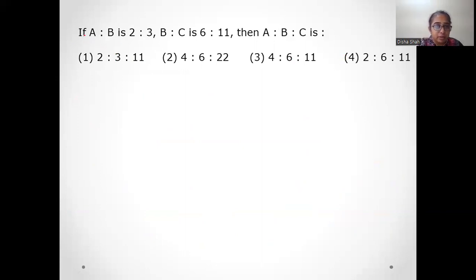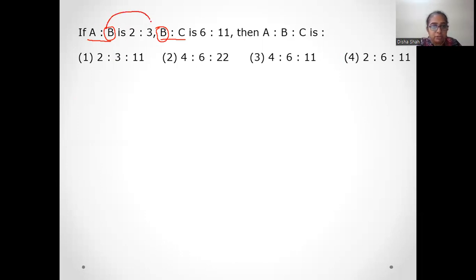Let's come to this. If A is to B is 2 is to 3 and B is to C is 6 is to 11, then you have to find A is to B is to C. और यहाँ पर आप देख रहे हो A is to B की वैल्यू दी है और यहाँ पर B is to C की वैल्यू दी है. Here there are two variables A and B, and here there are also two variables B and C, and the common variable is B. B यहाँ पर और यहाँ दोनों जगह पे कॉमन है. तो अगर B कॉमन है तो उसकी वैल्यू भी सेम होनी चाहिए. ऐसा तो नहीं होगा कि B की वैल्यू अलग अलग होगी.